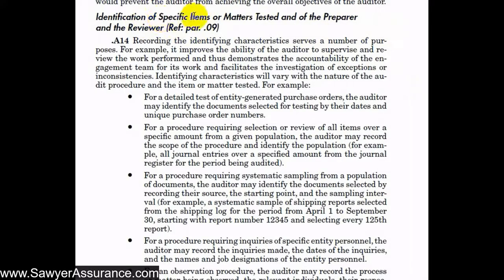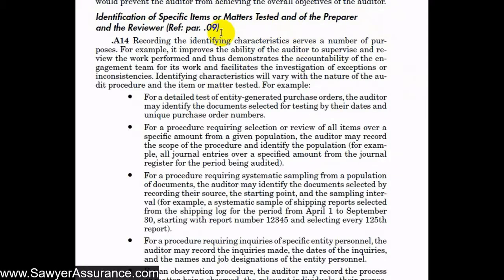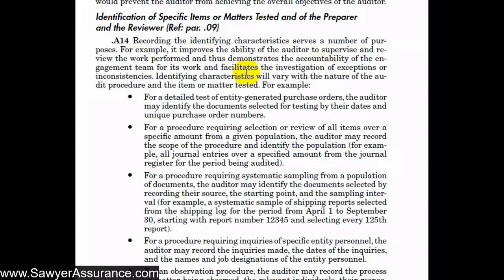And the first requirement that we saw in this video is that we need to identify specific items and the matters tested and who the preparer and who the reviewer are. So this item helps us to understand specifically how to comply with that particular requirement. First, it tells us the why, that recording the identifying characteristics serves a number of purposes for us. For example, it helps the reviewer to supervise and review the work performed. It also makes the engagement team accountable for its work and facilitates an investigation of exceptions or inconsistencies.